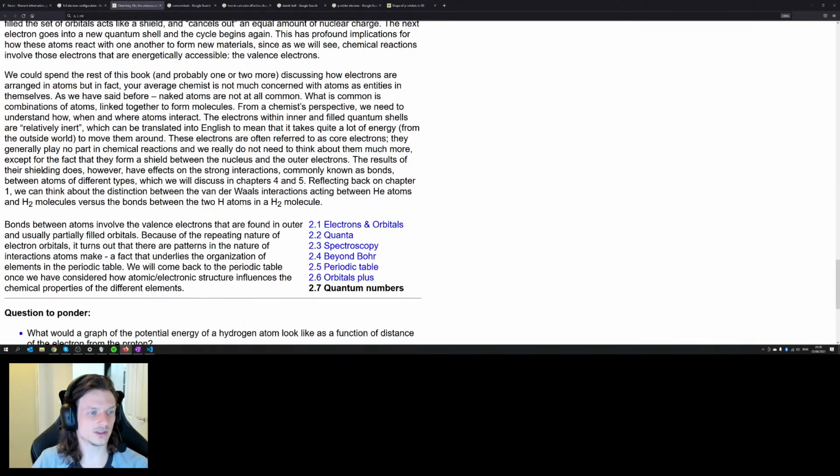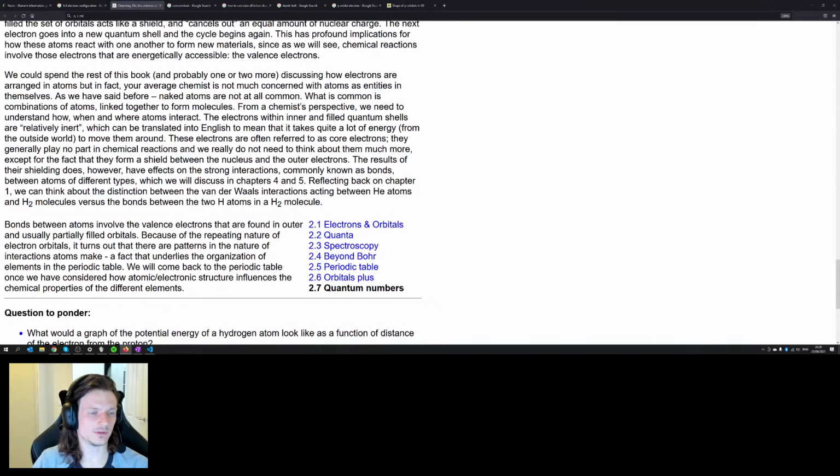The results of their shielding does, however, have effects on the strong interactions, commonly known as bonds, between atoms of different types, which we'll discuss in chapters 4 and 5. Reflecting back on chapter 1, we could think about the distinction between the van der Waals interactions acting between helium atoms and H2 molecules versus the bonds between the two H atoms in an H2 molecule.